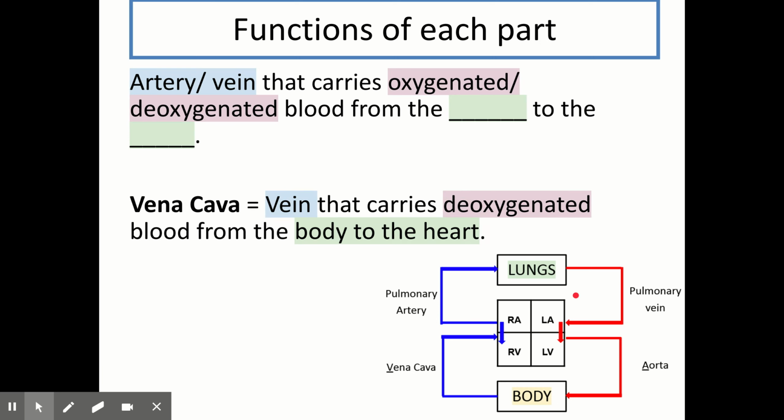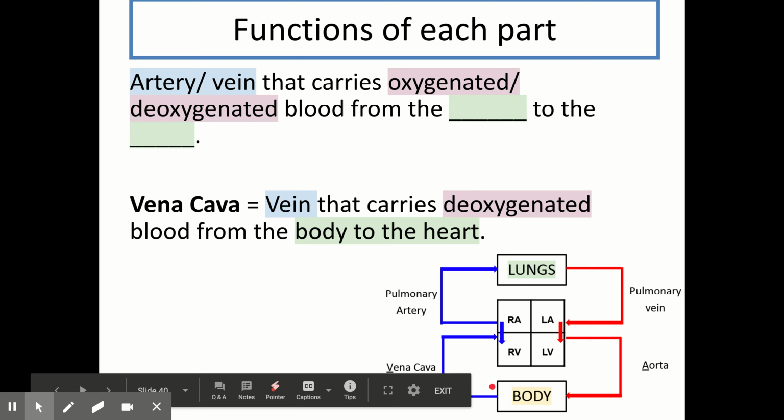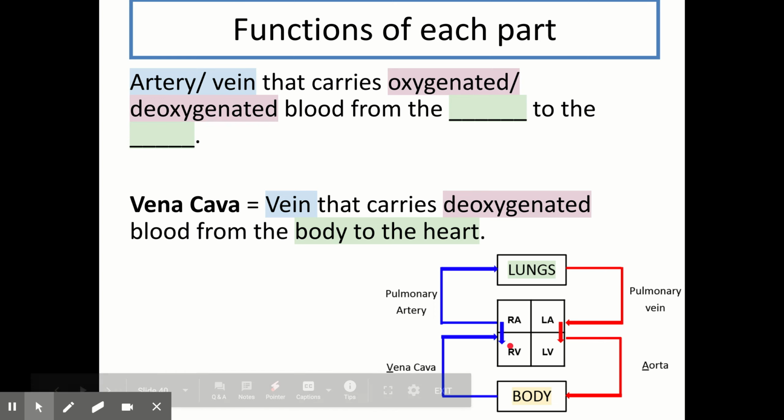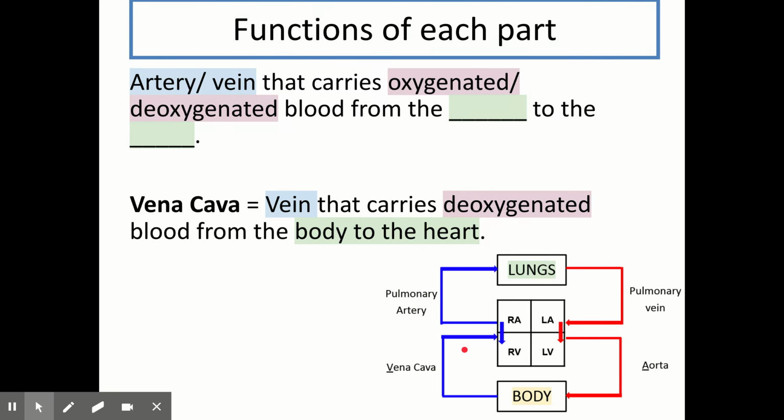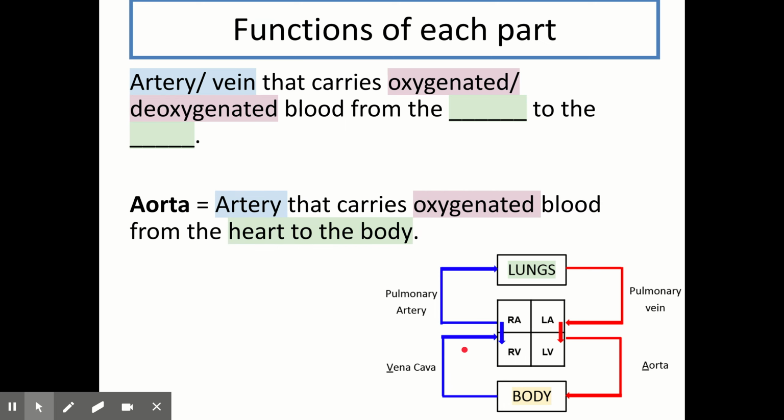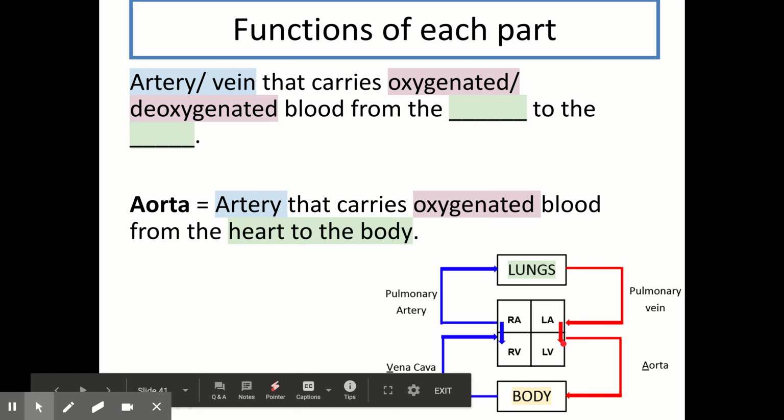So for this one, you should have said that the vena cava is a vein that carries deoxygenated blood from the body to the heart. Finally, do the same thing but for the aorta. Pause the video here and try and play again when you've said the answer out loud. So the function of the aorta, if you look over here, is it's an artery that carries oxygenated blood from the heart to the body.